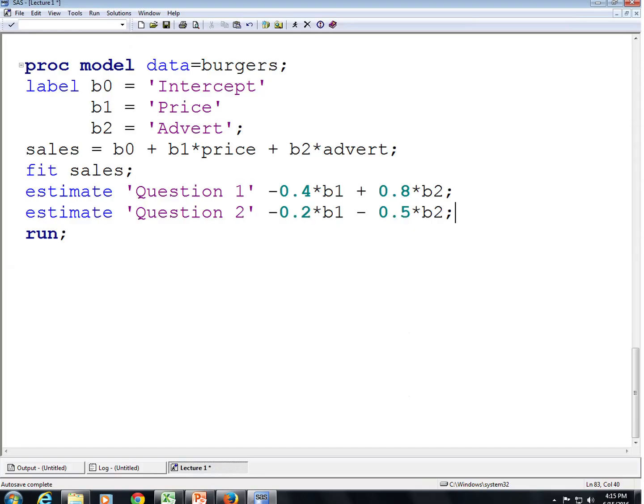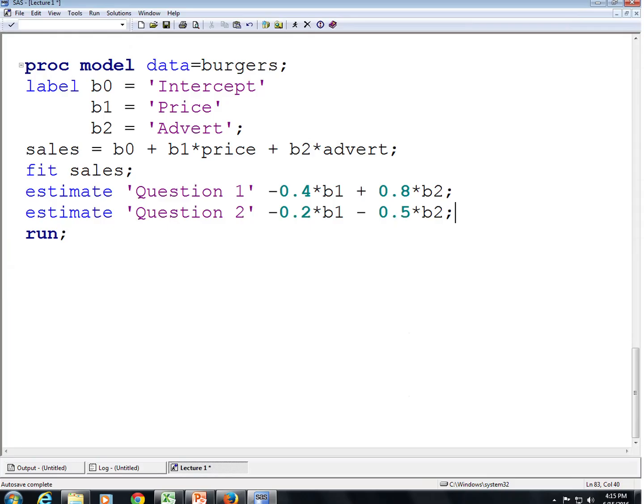And here we go. So beta 1 is price. So we're really basically saying what happens if. Our first question, question 1: what happens if we decrease the price by 40 cents, so negative 0.4, and what happens if we increase the advertising by 800? Our units are thousands of dollars, so 800 is 0.8.